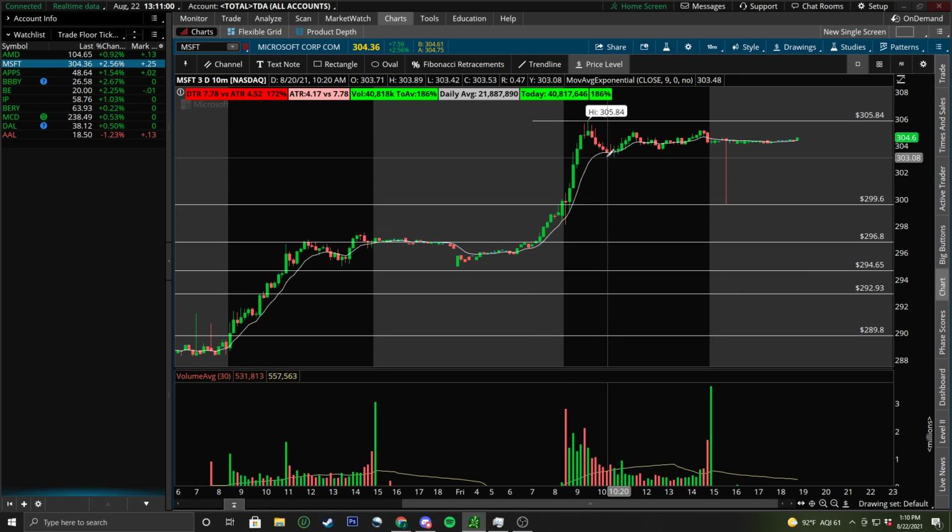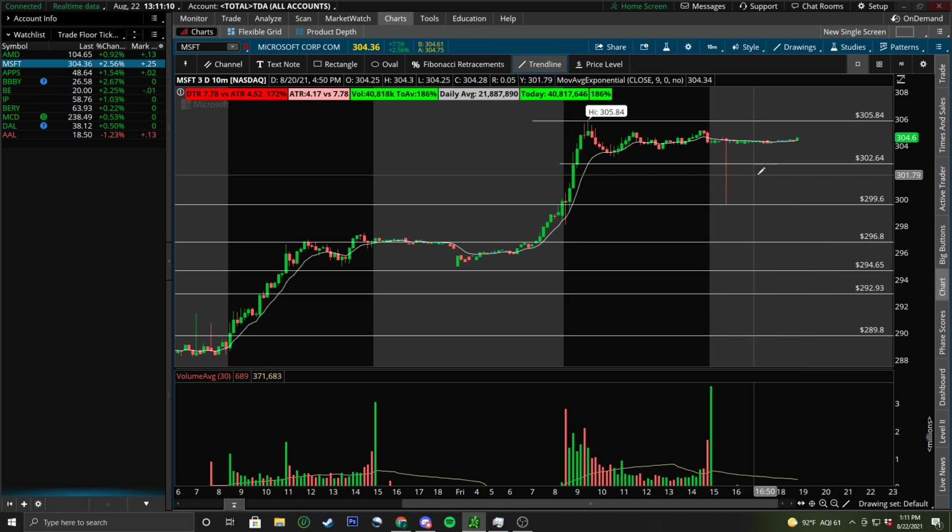So we'll mark that high. Let's mark where price broke out and still held above, so about 302.60. So we have really good levels on Microsoft already without even needing the PM system. So looks like above 306 is going to be a great bullish breakout.